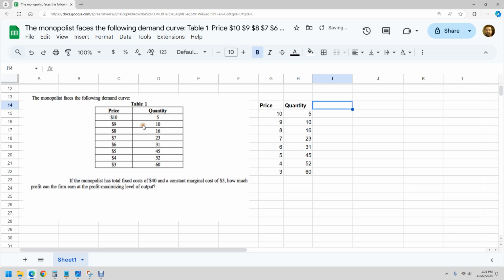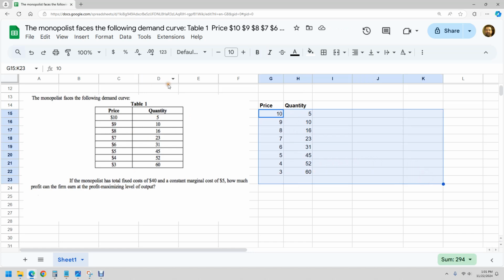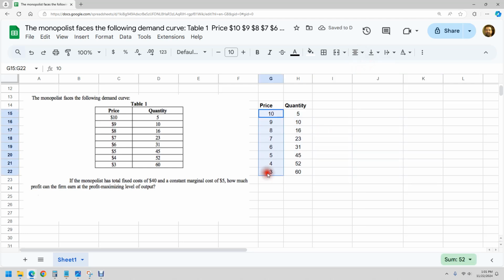I've already copied all of this information over to here. I want that to be centered, so I'm going to change the alignment to center. And then these are of course in money units, so we'll change that to money.